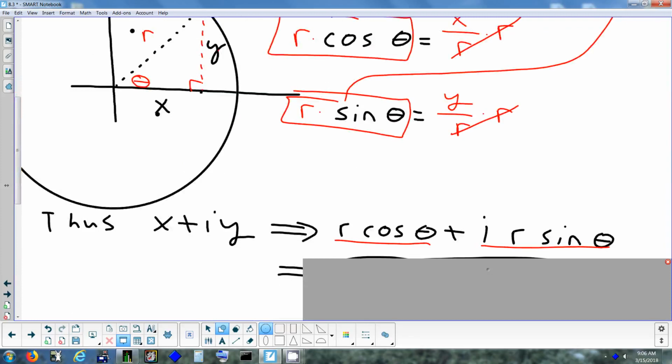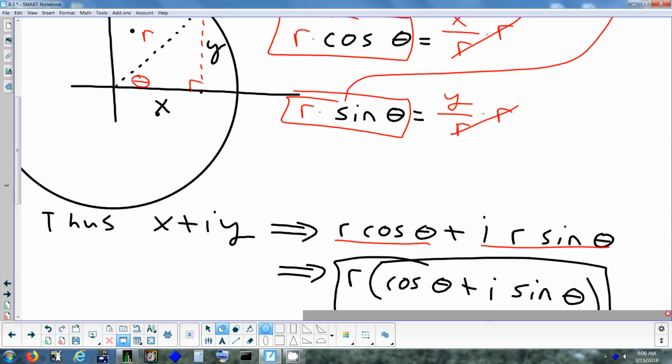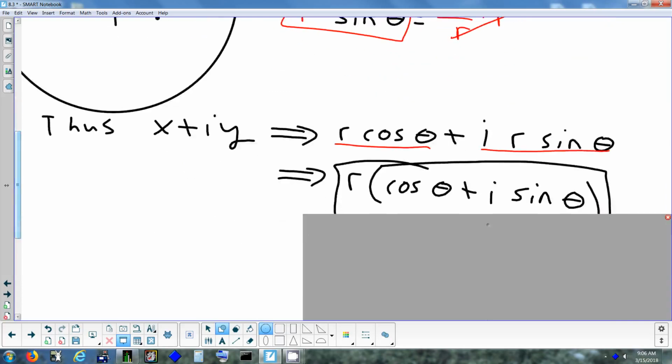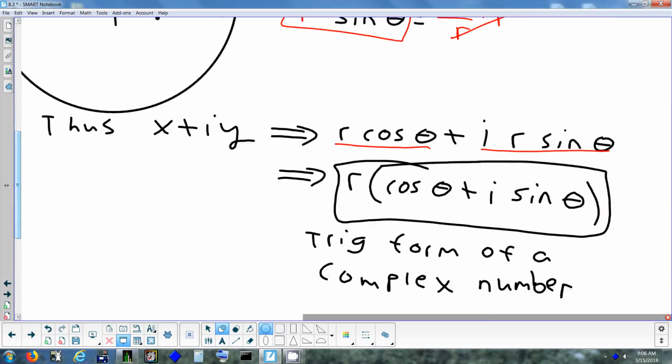R. Some people say, what about theta? Theta is not a factor, theta is an argument. It's something that's plugged into a function. Since they both have an r as a factor, we can pull it out and write it just like that. That is the trig form of a complex number: r, and then in parentheses, cosine theta plus i sine theta.